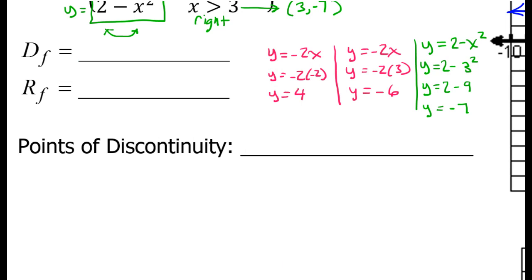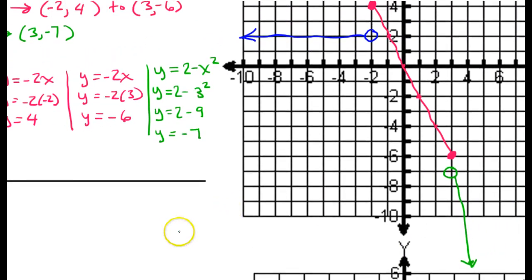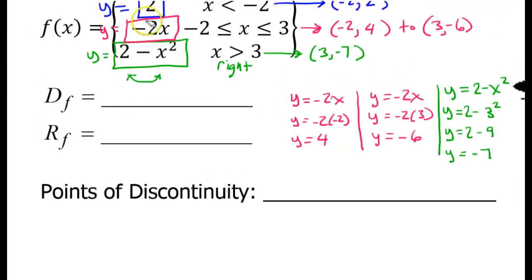Anyway, let's do the domain and range. Once again, the domain is going to be negative infinity to positive infinity. Every x value is covered from left to right without any breaks. Looking at the domain of the blue part of the graph, the blue piece goes from here to here. The domain of the red piece, on the x-axis, goes from negative 2 to 3. And then the domain of the green piece will go from 3 to infinity. So put them all together, and you have negative infinity to positive infinity with no breaks. So that's the domain.